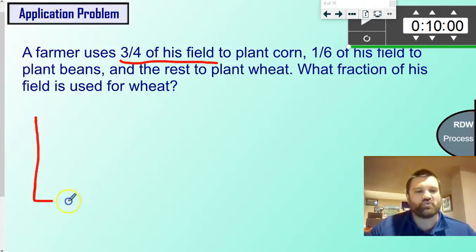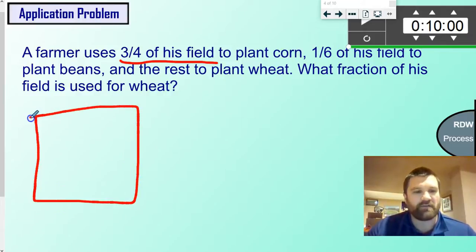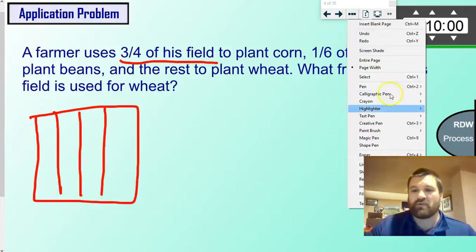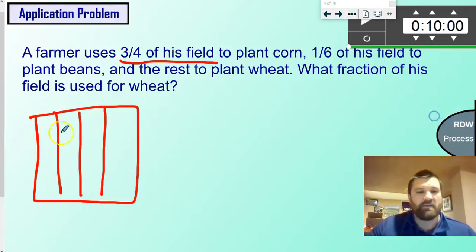So we could always draw our field. And it says 3/4, so 1, 2, 3. And then we're going to grab our little highlighter. Found out this works a lot easier, and then I don't have to get 2 colors. So would you agree that that is 3/4 of his field? So now, let's keep on reading.